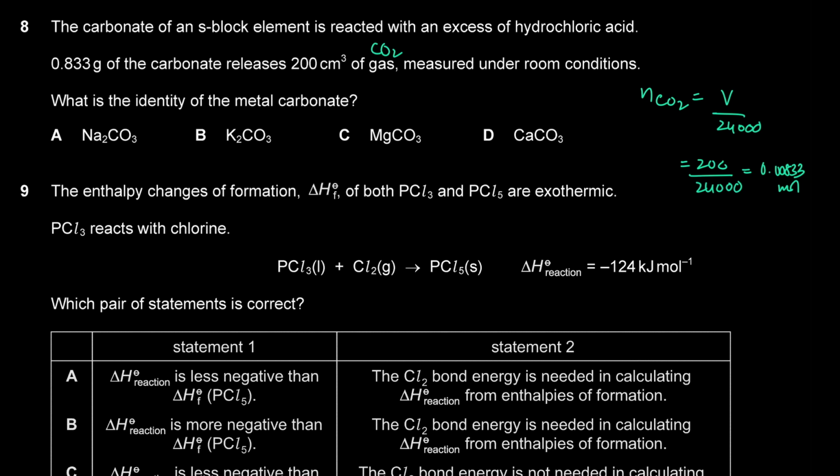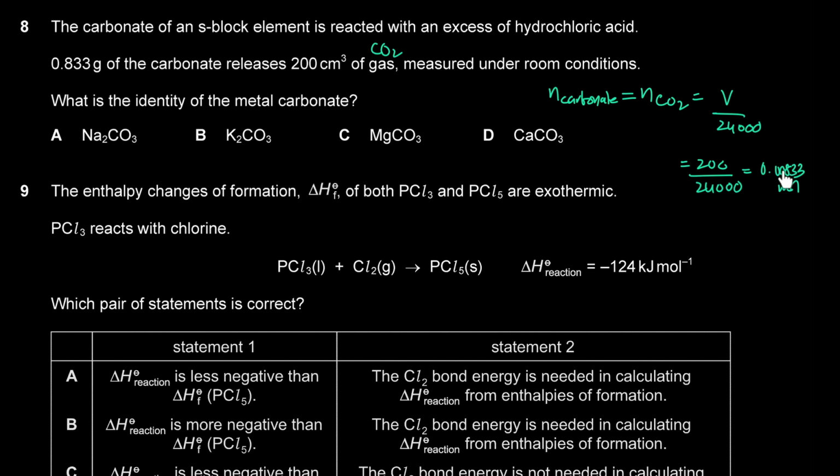Now, can I say that the number of moles of carbon dioxide is equal to the number of moles of the carbonate? The reason why is because 1 mole of every carbonate will give us 1 mole of carbon dioxide. So if I had 1 mole of sodium carbonate, I'd get 1 mole of carbon dioxide. Same for potassium, same for magnesium carbonate, same for calcium carbonate. 1 mole of each of these would decompose to form 1 mole of carbon dioxide.